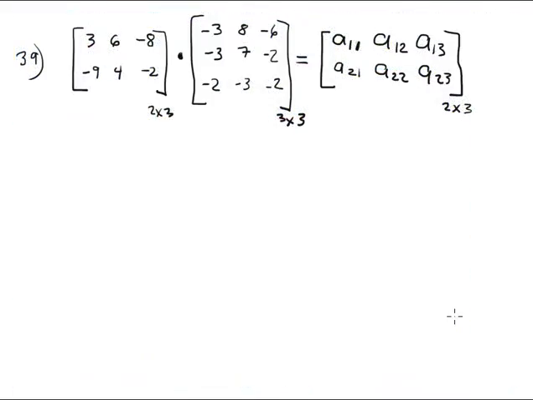Now multiplication of two matrices is more complicated. Let me analyze the dimension first. The dimension of this matrix is 2 by 3. The dimension of this matrix is 3 by 3. You multiply 2 by 3 times 3 by 3. This number must be the same, 3, 3.